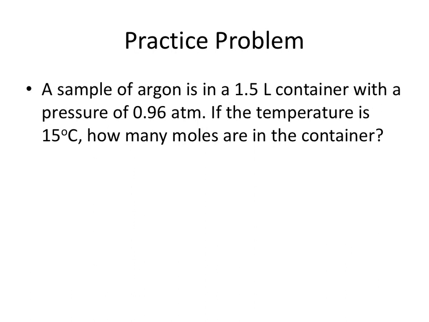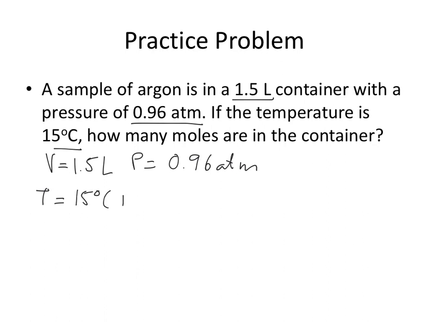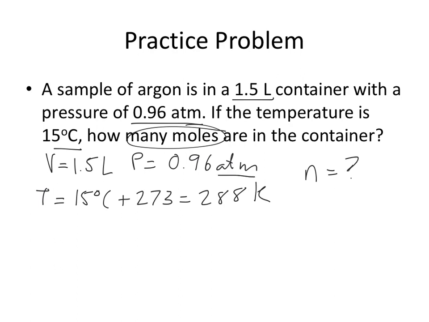So let's give this a shot. We have a sample of argon in a 1.5 liter container with a pressure of 0.96 atmospheres. If the temperature is 15 degrees Celsius, how many moles are in the container? So we have a volume of 1.5 liters, and a pressure of 0.96 atmospheres. Our temperature is 15 degrees Celsius. Again, we need to do this in Kelvin, so we're going to add 273 to it. And so we get 288 Kelvin. And we're looking for moles, so n is our unknown. Because we have atmospheres, we're going to be using our R value of 0.0821 liters times atmosphere over mole times Kelvin.